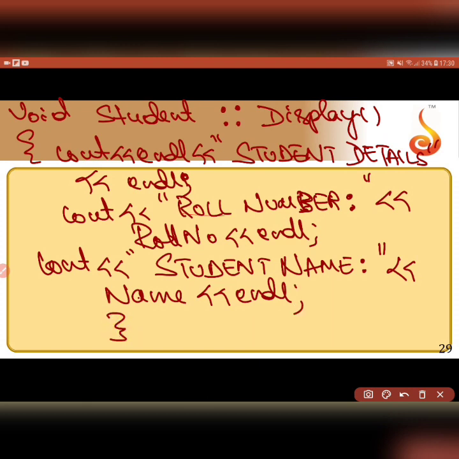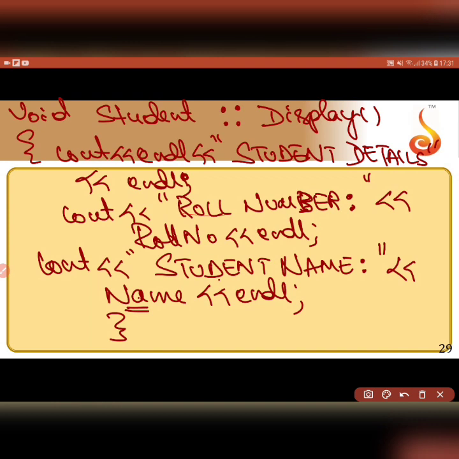So what am I doing? Student details would be printed, and then a roll number label will be explicitly printed, and whatever is the roll number entered by the user in the input function would be printed here. Then student name would be printed, and whatever is the name which the user enters in the input function gets printed here. This is the end of my display function. So I have my class, I declared two functions inside, and I defined them outside. So this is the end of my class.